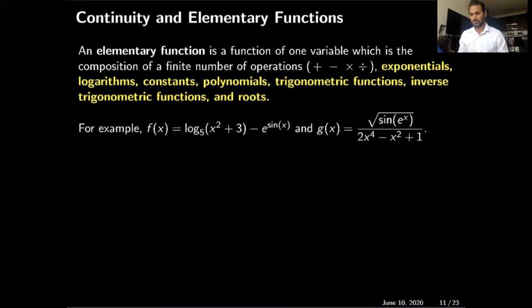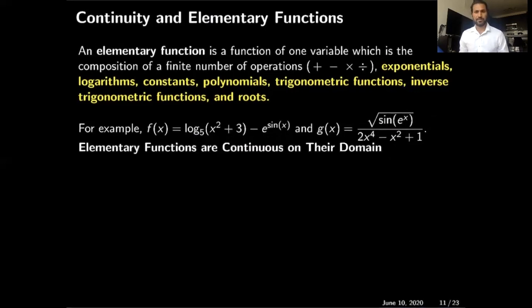Another example of an elementary function is the composition of a polynomial function and a logarithm function, which you subtract from an exponential function, and on the top you have a trigonometric function. Here there are two elementary functions divided together. This elementary function over that elementary function is still an elementary function. There is a nice property of elementary functions: they are continuous on their domain.